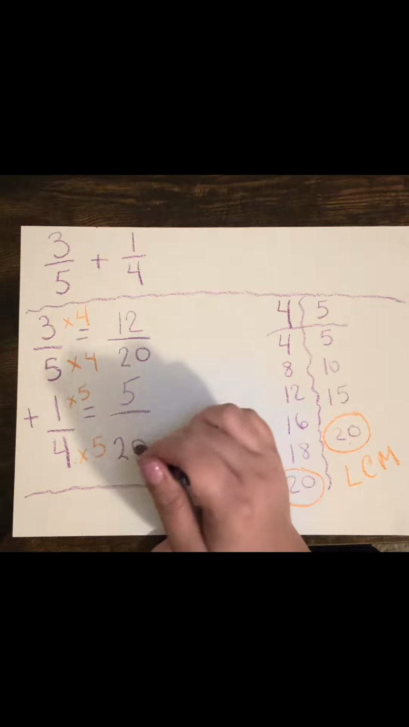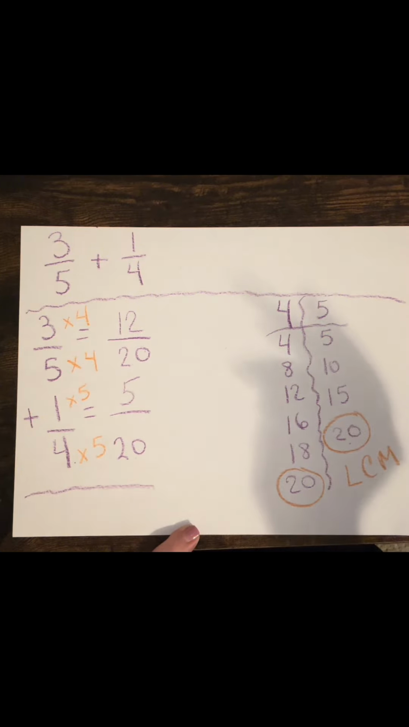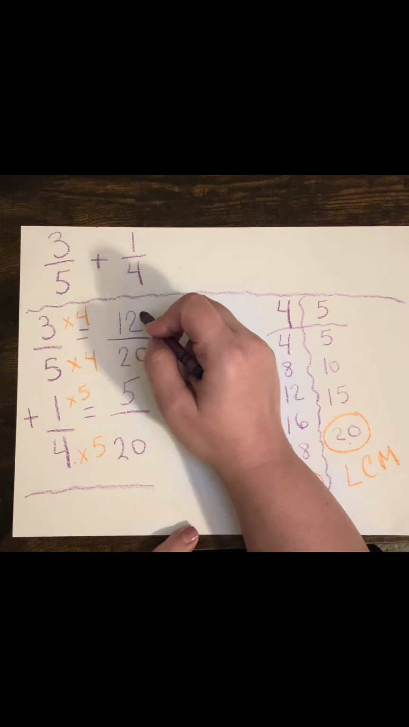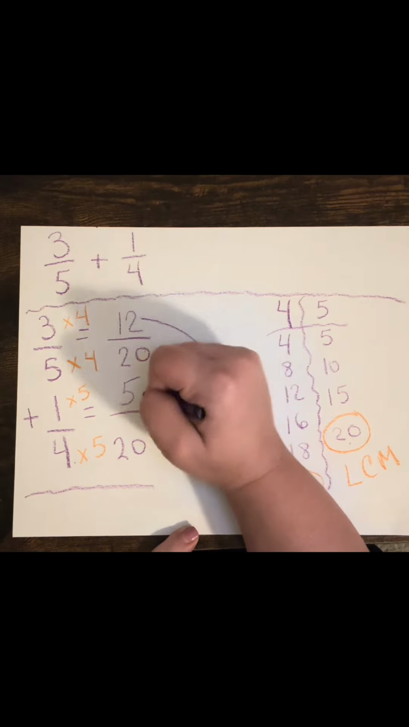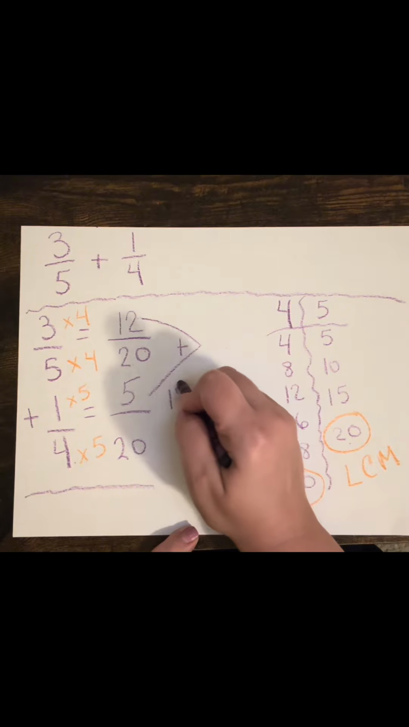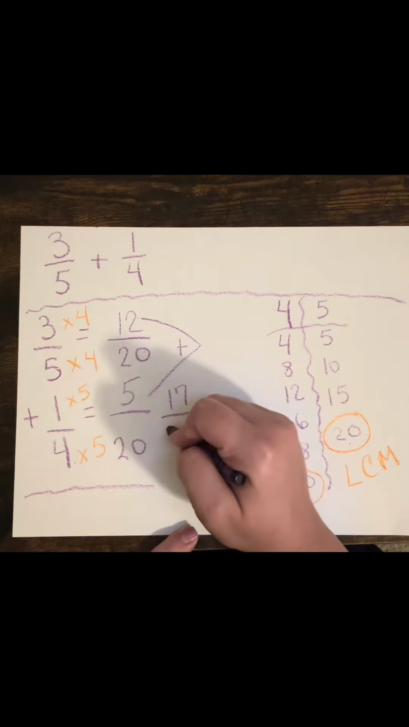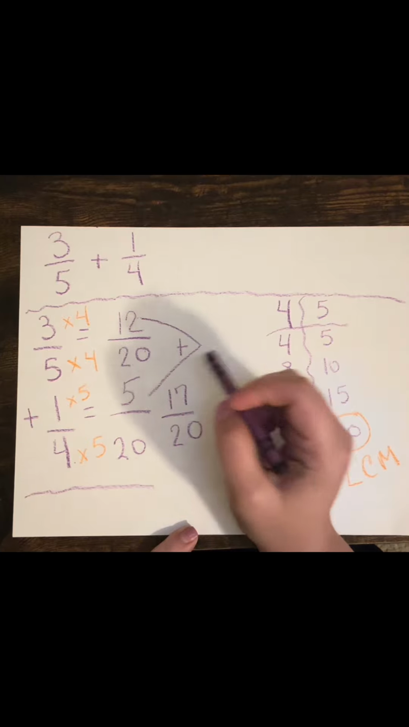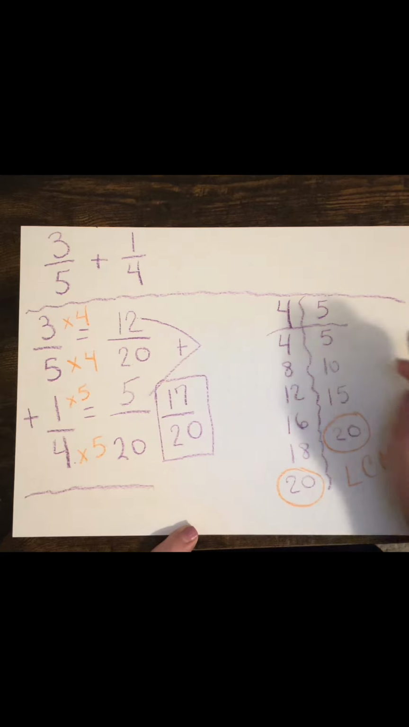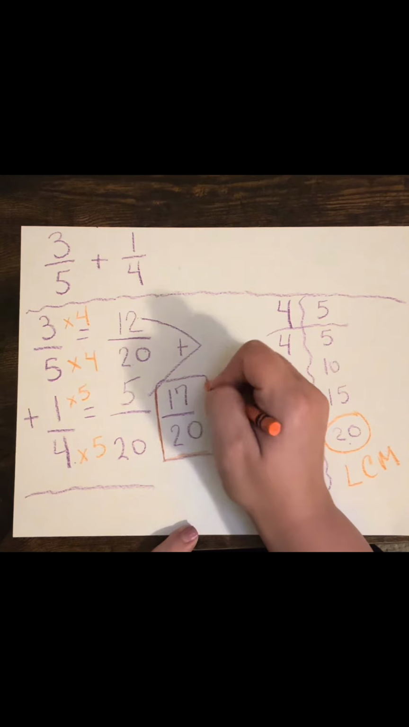And look, they now have a common denominator. So we are able to add these. So look at what I am going to do. I am going to add the two numerators, right? The two top numbers. Look, drawing a little arrow from the 12 and the 5. We're going to add these together. 12 plus 5 gives us 17. And we keep our denominator of 20. So we have an answer of 17/20. Let me put a box around it in purple. And then I will put a box around it in orange.